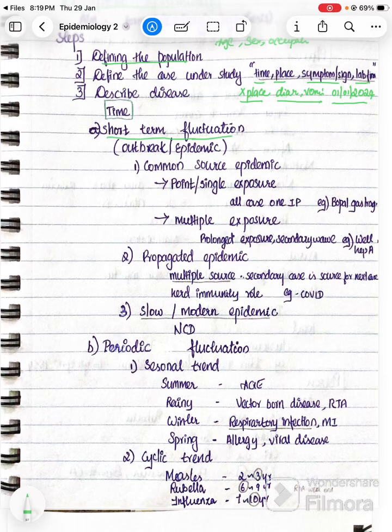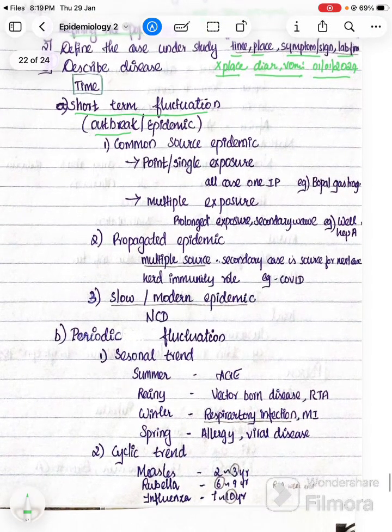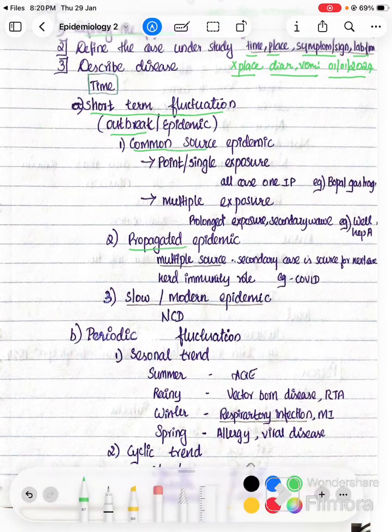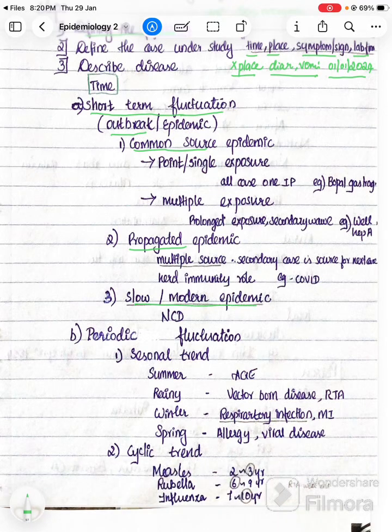First, in time, some diseases have short term fluctuation, some have periodic fluctuation, and some have long term fluctuations. Usually with short term fluctuations we have an outbreak. An unusual occurrence of disease in a defined area or community, more than the expected frequency, is an epidemic. If it is a limited geographical area, that is called an outbreak. An outbreak can be a common source, a propagated epidemic, or a slow or modern epidemic. A common source epidemic is divided into point or single exposure, or multiple exposure.